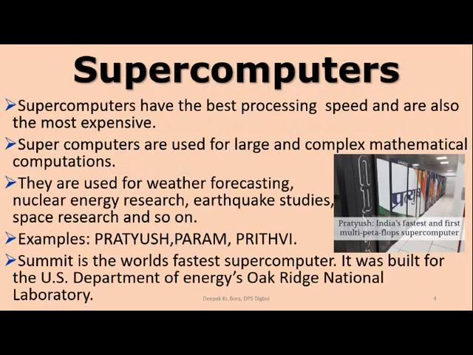Supercomputers. Supercomputers have the best processing speed and are also the most expensive. Supercomputers are used for large and complex mathematical computations. They are used for weather forecasting, nuclear energy research, earthquake studies, space research, and so on. That is, supercomputers are basically used for specific type of purpose. Examples: Pratyush, Param, and Prithvi.